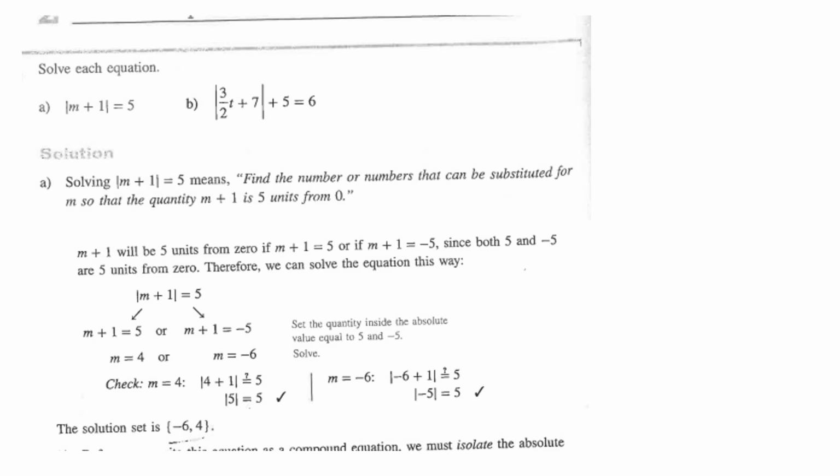Again, we write the absolute value of m plus 1 equals 5, and that means m plus 1 could be 5, in which case m is 4, or m plus 1 could equal minus 5, in which case m is minus 6. So the solution set for this problem is minus 6 and 4. m could be minus 6 or m could be 4.